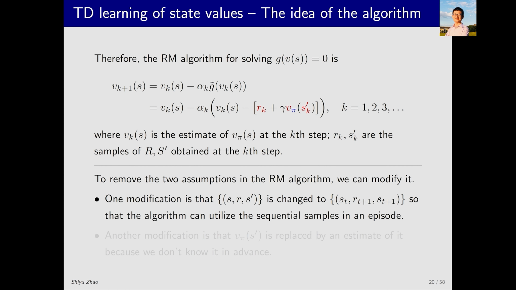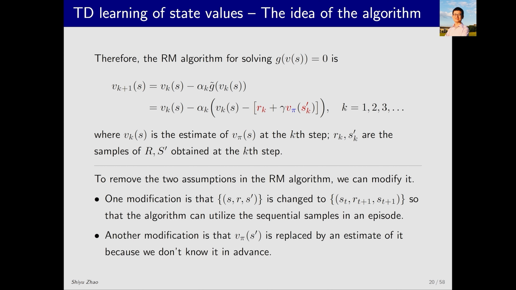To resolve the first problem, we need to replace this set of samples with this sequence. In short, instead of starting from s, obtaining r and s' , and then starting again from s, obtaining r and s' again, we obtain a trajectory. If we happen to visit s in this trajectory, we update the value of s. If we do not visit s, the estimated value corresponding to s remains unchanged. This way, we can use a trajectory or sequence to update the values of V for all states s.